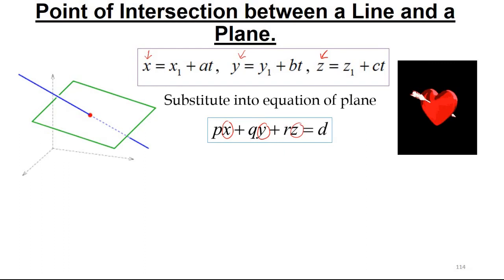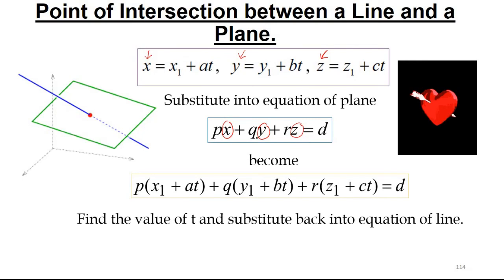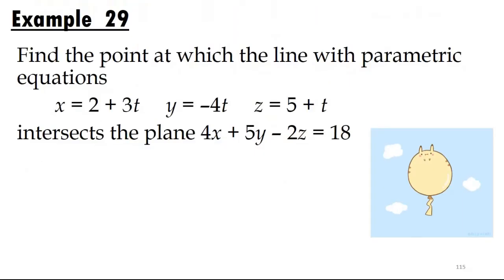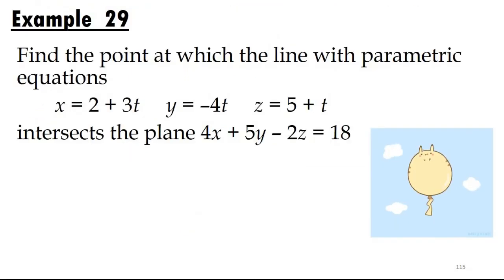Okay, bila kita dah buat simultaneous equation, nanti kita akan dapatlah dia punya value untuk t. Dah dapat value of t tu, kita substitute balik dekat equation of line. Kita masukkan dekat sini, masukkan dekat sini dan masukkan dekat sini. Dan nanti kita akan dapatlah point of intersection yang dia nak. Okay, ingat kalau kita nak cari point of intersection, mesti melibatkan simultaneous equation. Maksudnya kita akan masukkan equation 1 kepada equation 2. Macam tu.